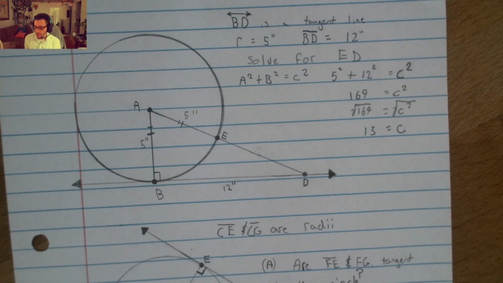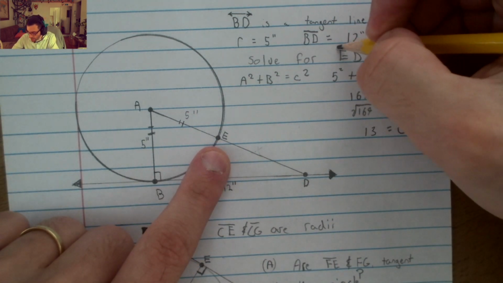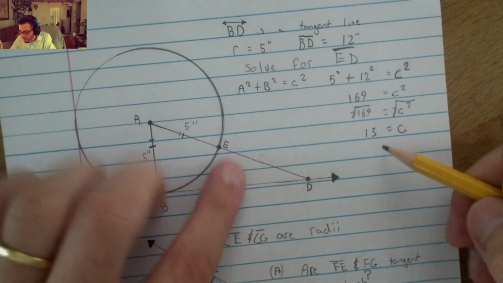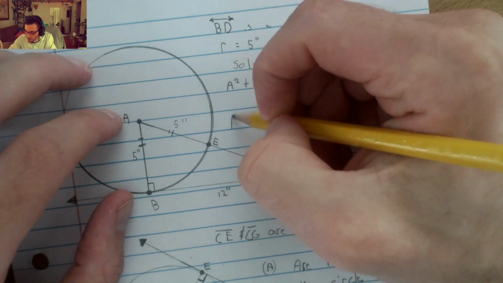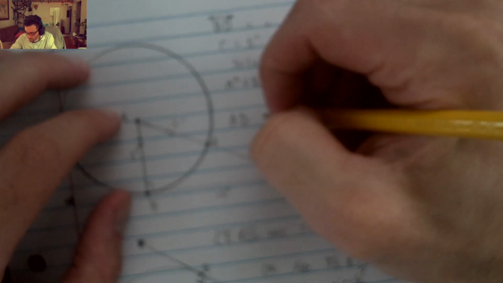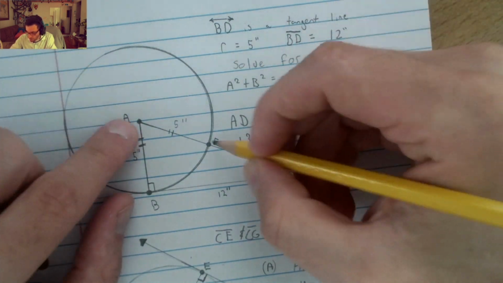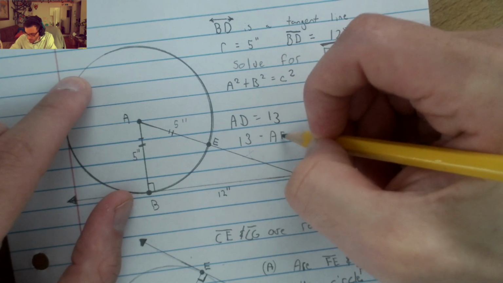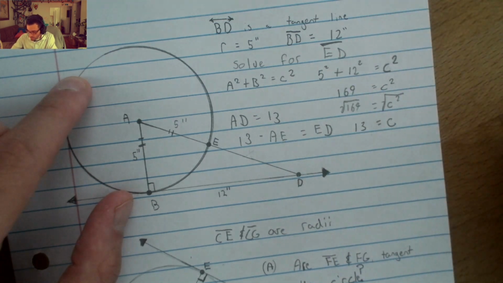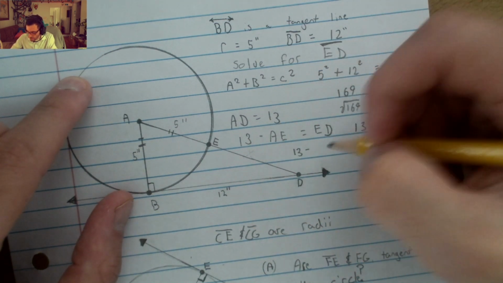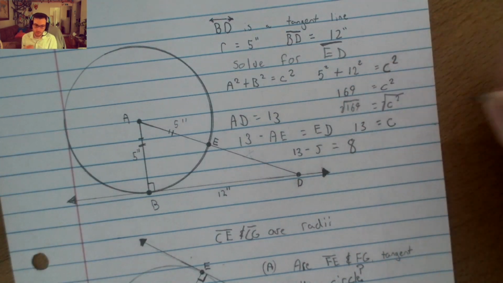If we now want to go ahead and solve for our missing value of ED, or solving for EB here, we're going to take that value of 13, which represents side c or side AD, and we're going to do 13 minus our portion of AE to find EB. So if we did 13 minus 5, we get a nice, easy value of 8.